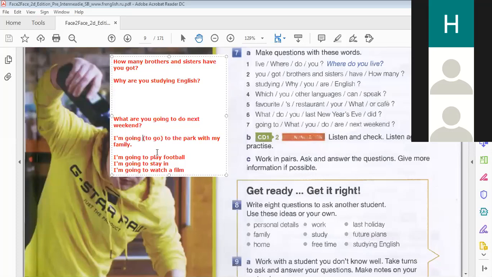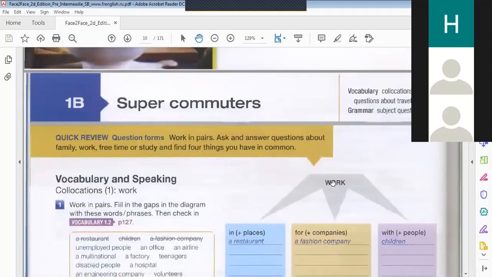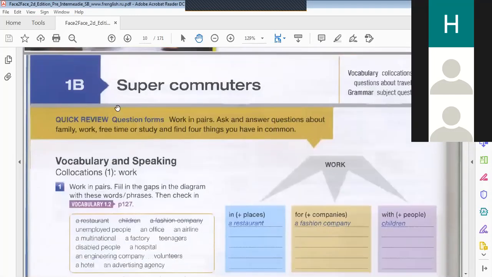Okay, so only with go it's optional, but with other infinitives you have to write them. Okay, very nice. So we used a few examples here. So let me show you our next topic. We're going to talk about something called supercommuters. I'm not sure if you know this word, but let's talk a little bit about it.